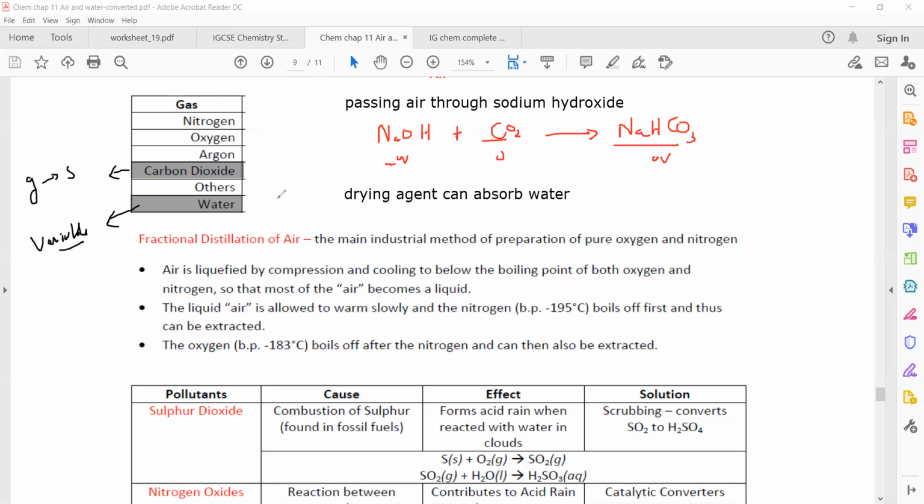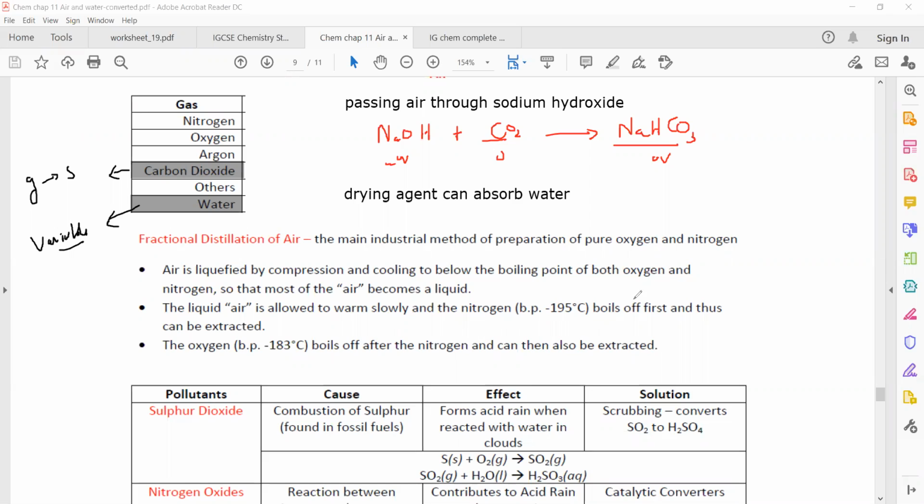Now, what we want to do is liquefy them. We want to make them liquid because fractional distillation is done for liquids. So we liquefy them. Air is liquefied after removing the water and carbon dioxide by a compression and cooling method below the boiling point of both oxygen and nitrogen. So most of the air becomes liquid, and the liquid air is allowed to warm.